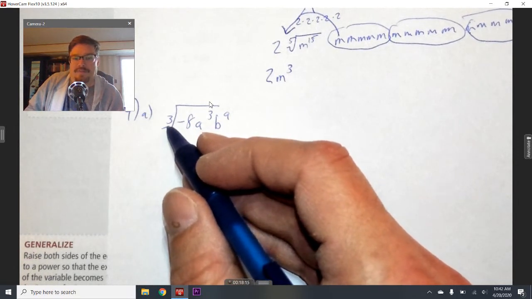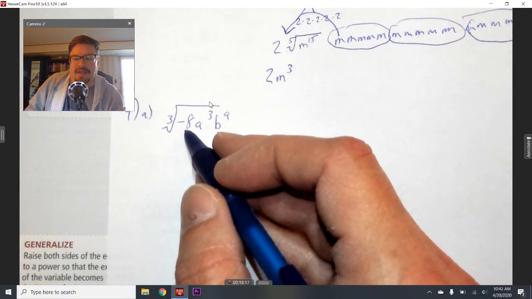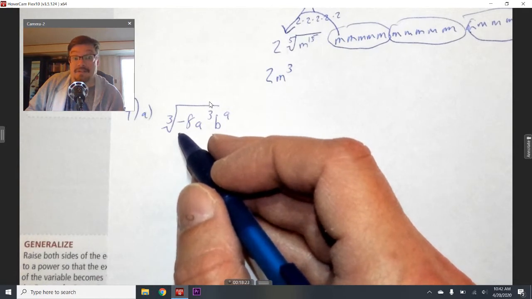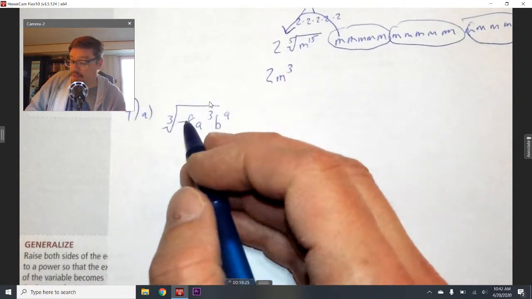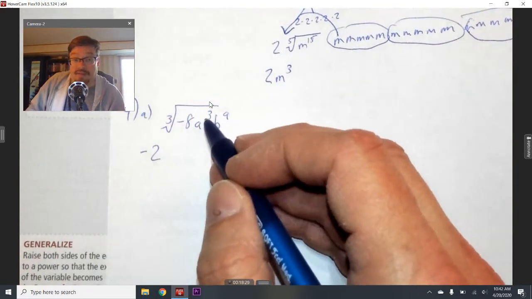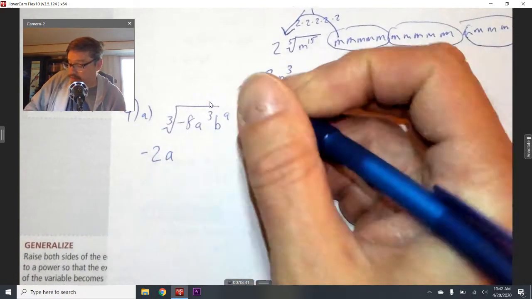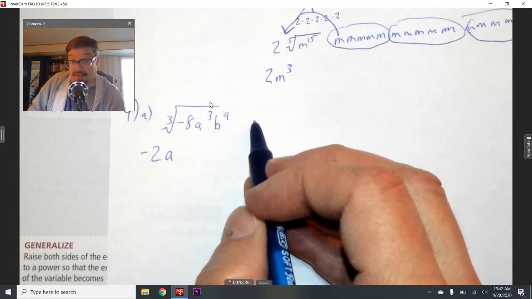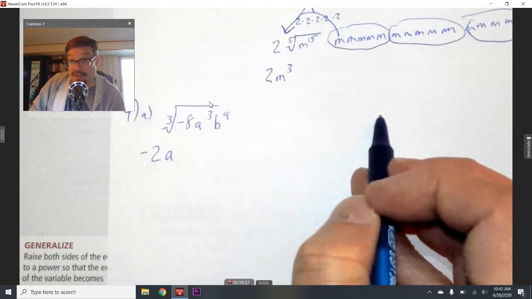Okay, so how many triples do I have inside negative 8? Yes, I do. Negative 2 times negative 2 times negative 2 is actually negative 8. So negative 2 will come out. I have 1 triple there of an A. It'll come out. And now I have 3 triples of B's, because I have 9 B's being multiplied to themselves.